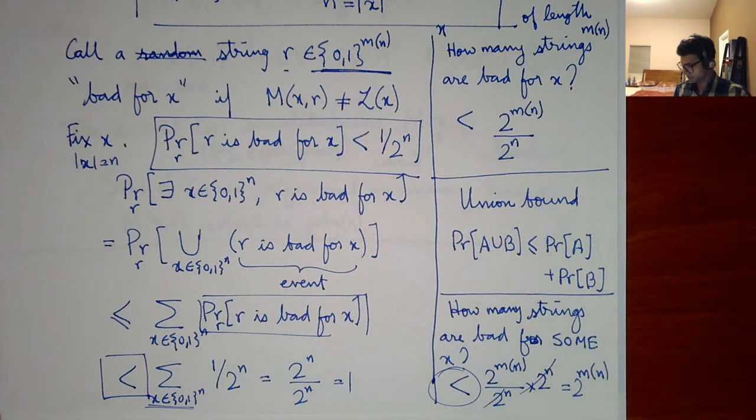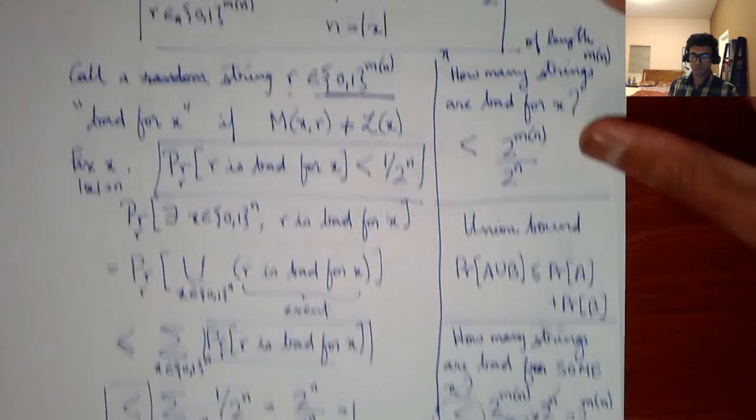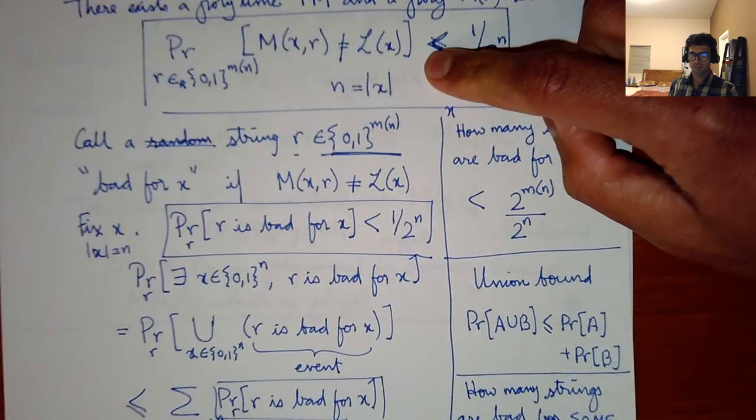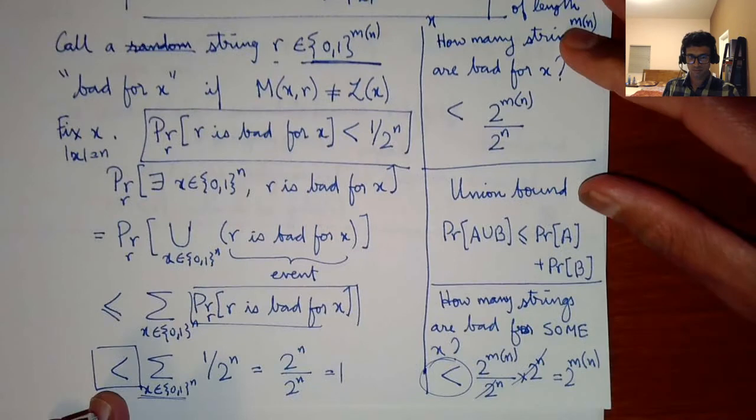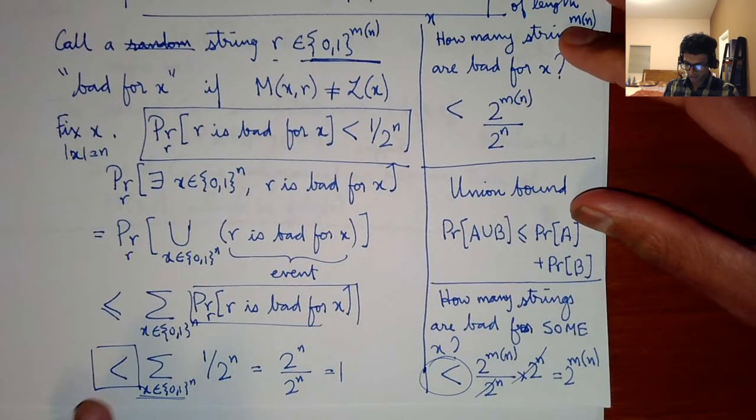Exactly. And as well, for the first inequality we have that the number of them is less than 2 to the power of m of n divided by 2 to the power of n. If that was not the case, then it would fail the requirement in the definition of the language being in BPP. Exactly. That the probability is less than a particular amount.